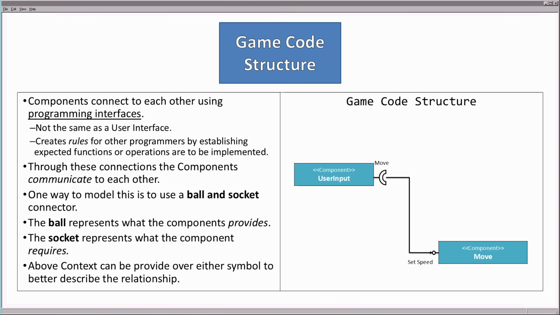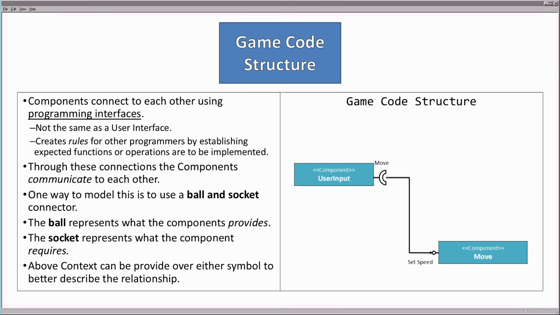Components connect to each other using programming interfaces. We keep in mind that programming interfaces are not the same as a user interface. These instead create rules for other programmers by establishing expected functions or operations that are to be implemented. Through these connections, the components communicate to each other.